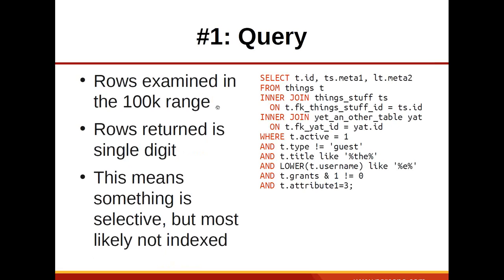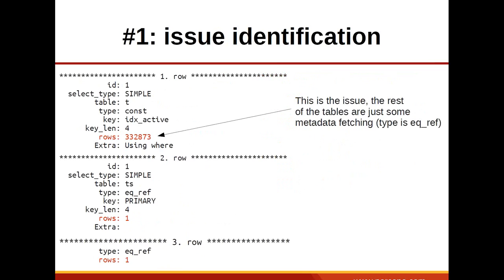Okay, rows examined for this query is in the 100K range, so it's 100,000 rows examined, but the rows returned is only a single digit. This means that something in this query is very selective, but most likely it's not indexed, or that index is not used by the query, because we have to examine roughly 10,000 times more records than is necessary.